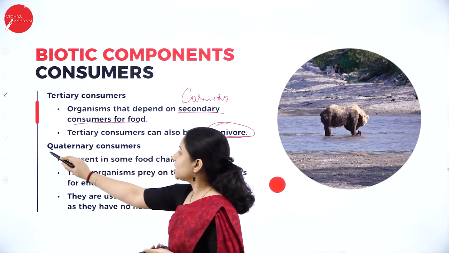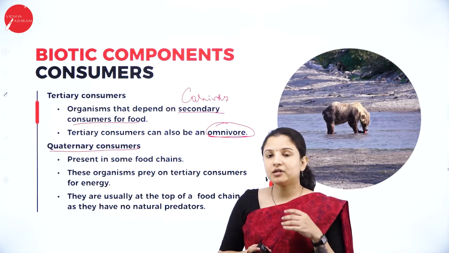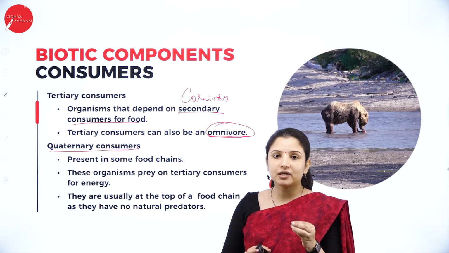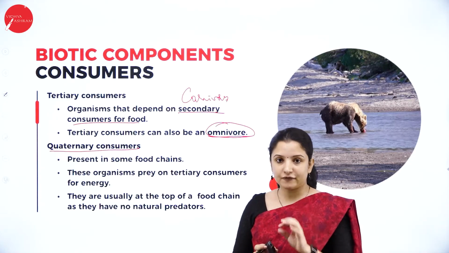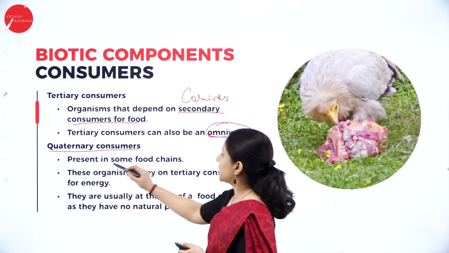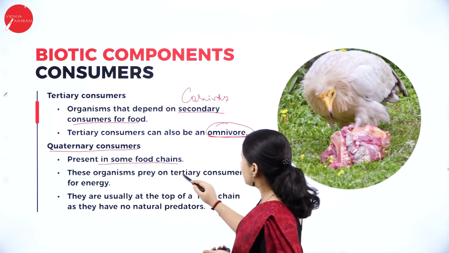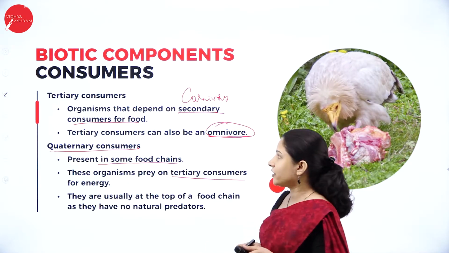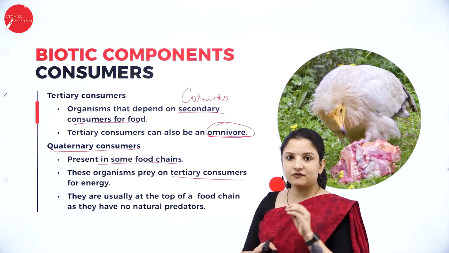That is, quaternary consumers. It is not necessary that these quaternary consumers will be present in all the food chains. Only in some of the food chains will they be present. And these organisms feed on tertiary consumers for energy. That is, they feed only on the omnivorous for energy.